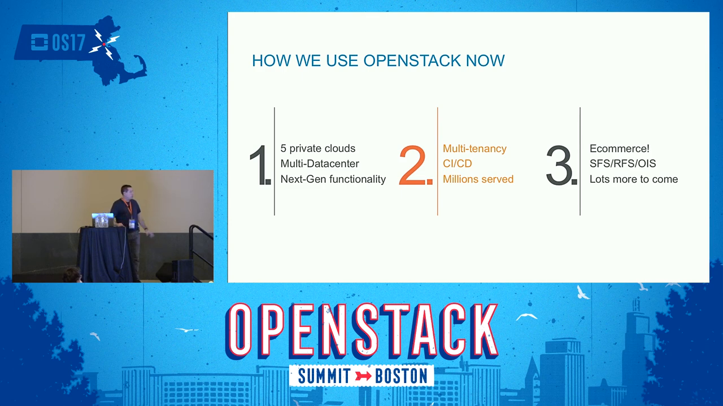And the million served is twofold. First off, that isolation pipeline that I mentioned earlier, we have literally spun up and destroyed millions of VMs over the past 4 or 5 years. I think the number's close to 3 million now. And also, our e-com stack lives in OpenStack. So if you go to Gap or Banana Republic or Old Navy online and you do an order or you just look at stuff, you're hitting OpenStack.